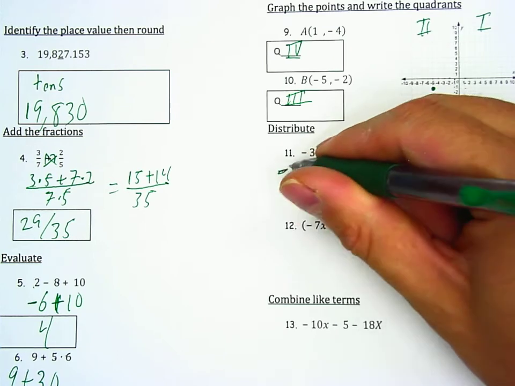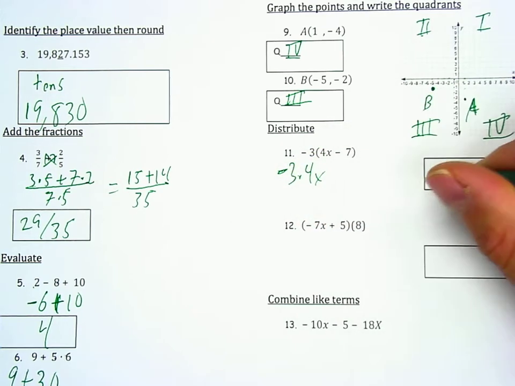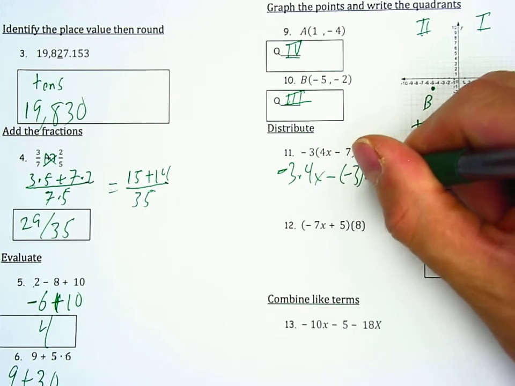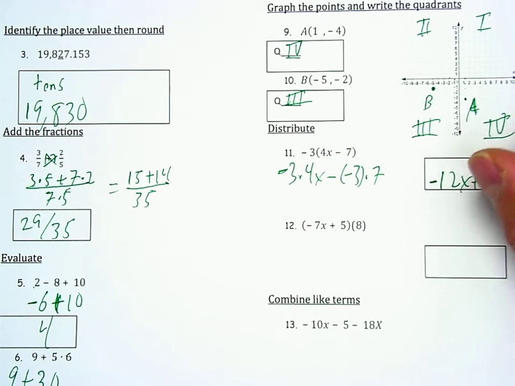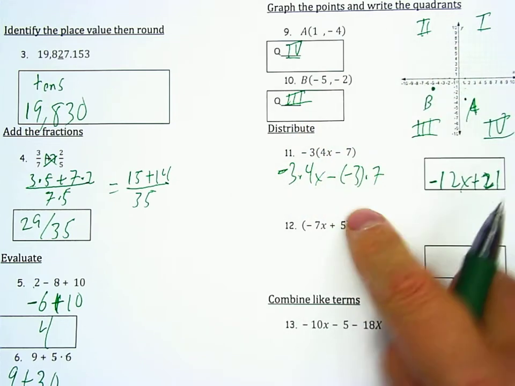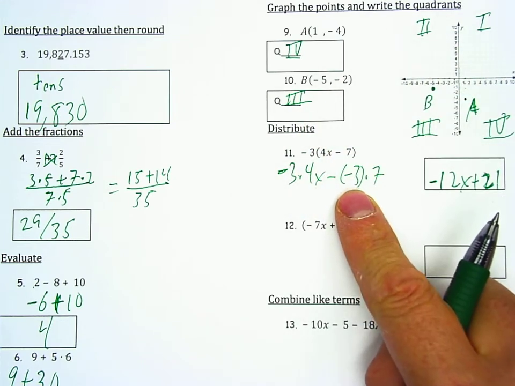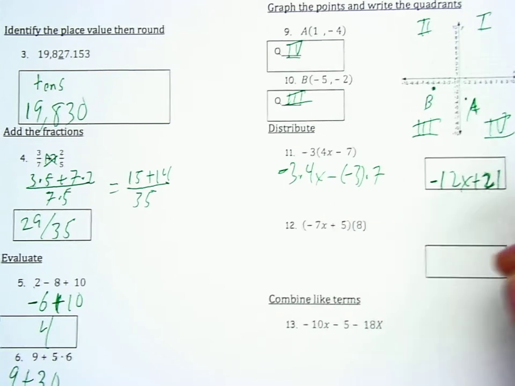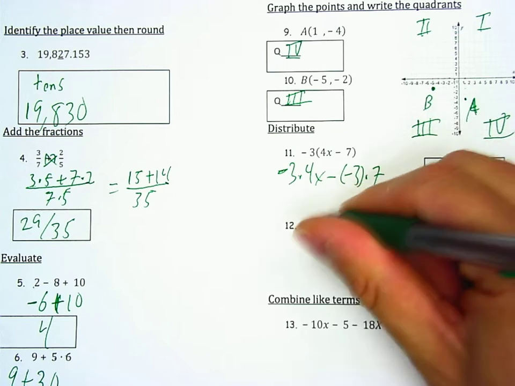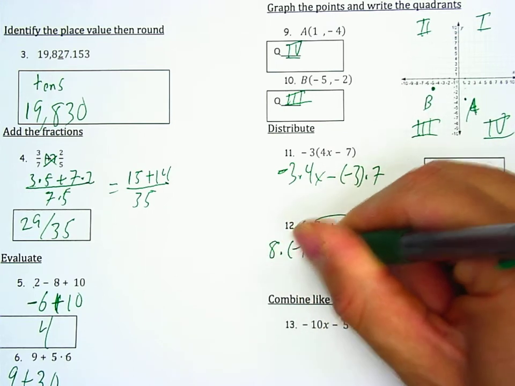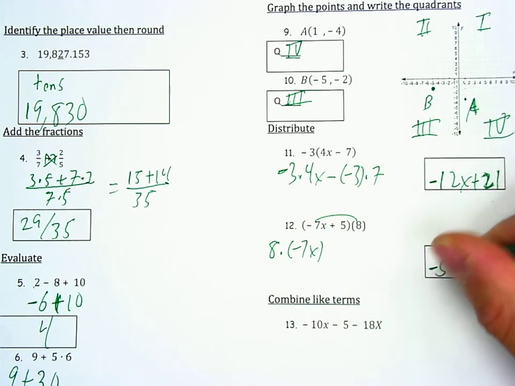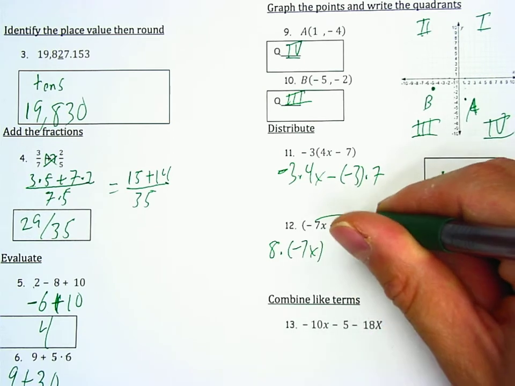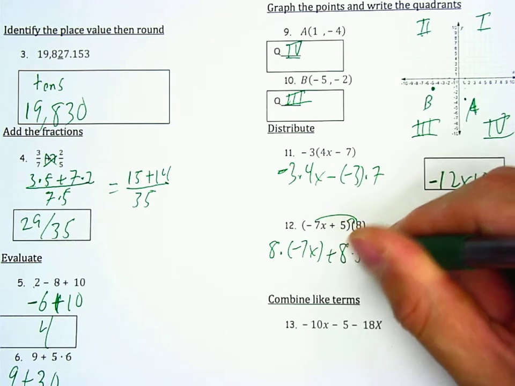Question 11, distribute. So you're going to take -3 times 4x. So that is -12x. Then you're going to take minus -3 times 7. That's plus 21. Because a negative of a negative is a positive when you do the negative times negative there. Question 12, you're going to take 8 times -7x. It's going to be -56x. And you're going to take 8 times 5. It's going to be 40.